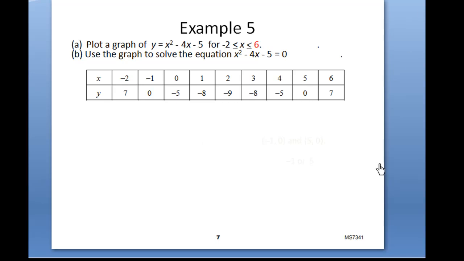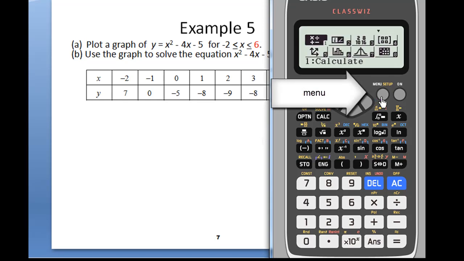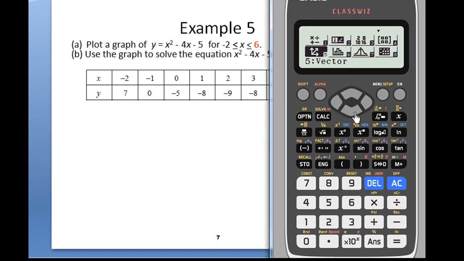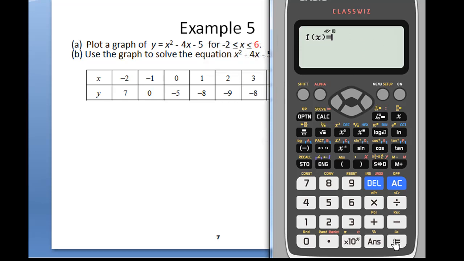I call out the calculator again. Let me go to menu, the button under setup, and then I want to make a table. So move down to look for a table. The table is number 9 for this calculator. Afterwards I press equal, then you enter the function. The function in this case is x squared minus 4x minus 5.